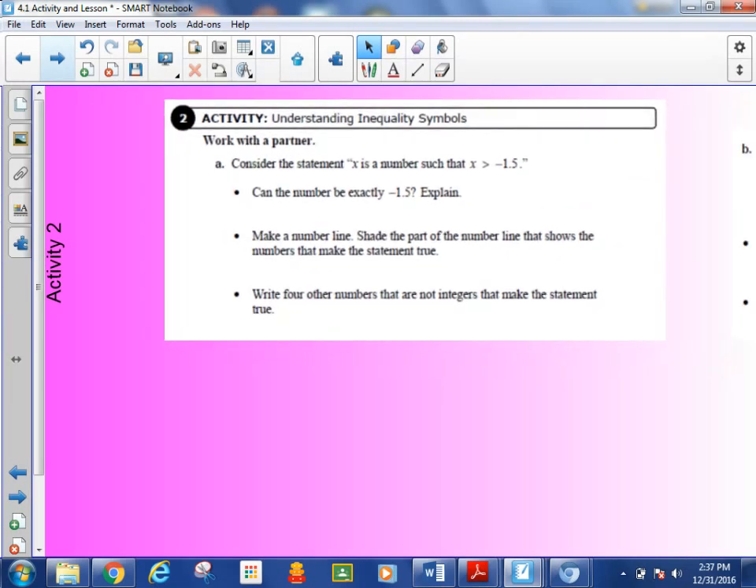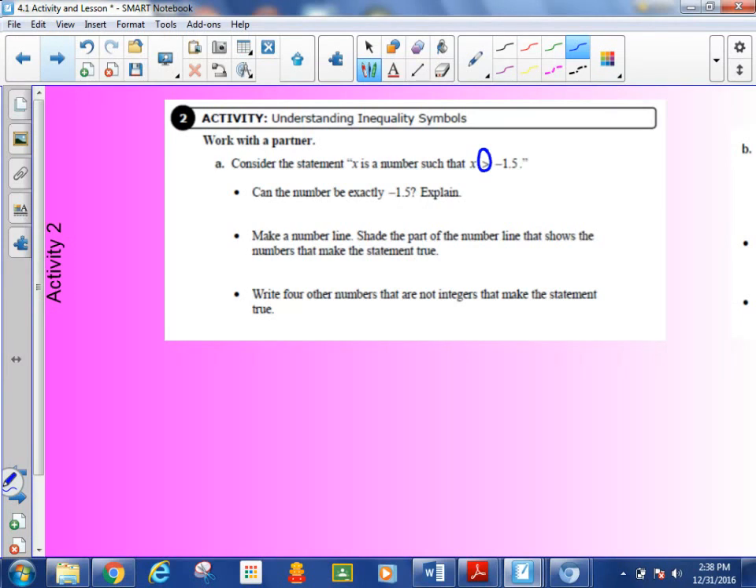Okay, so activity 2 is understanding inequality symbols. It says, consider the statement, x is a number such that x, that means is greater than, negative 1.5. One thing, I know that students sometimes get confused by these symbols. So another thing you can think of is that the symbol is eating the x, which is the bigger number. If you got to pick a pile of cookies, you would want the bigger amount of cookies if you like cookies. Okay, so x is bigger than or greater than negative 1.5.